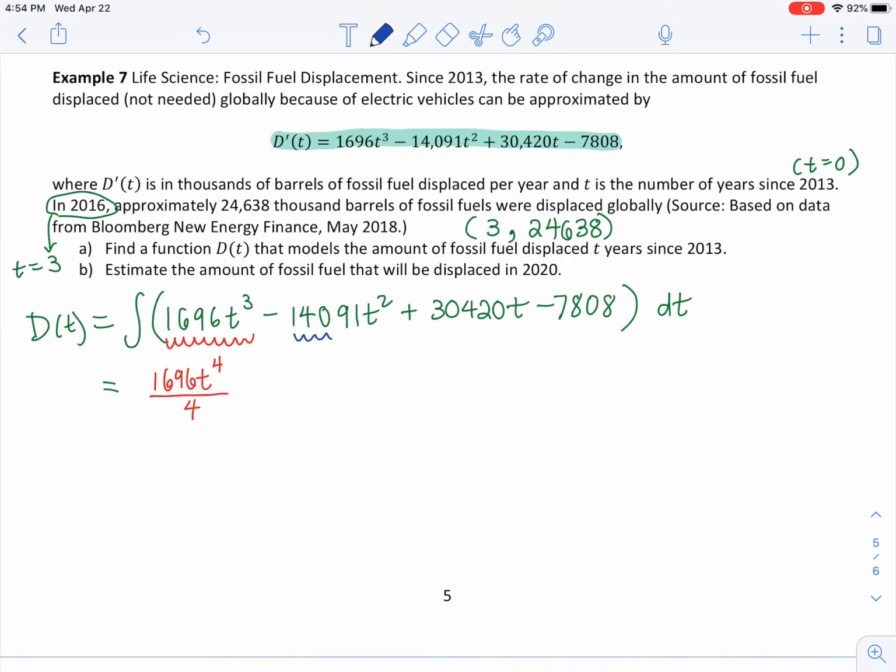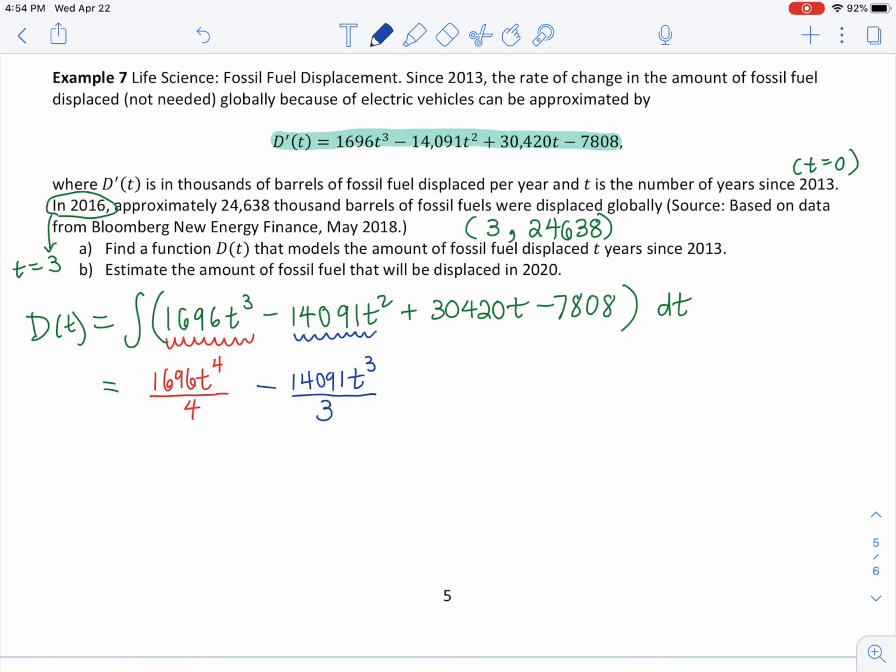So first, increase the power by 1. Go up to t to the fourth power, right? But keep that number in front of it the same, and you're going to divide by the new power of 4. Okay, so we're done with that piece. Our next one, let's do this one.